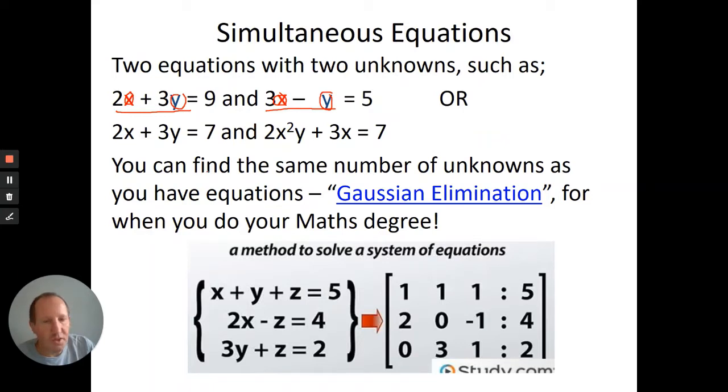When you go on to do your degree in maths, which I know many of you are itching to do, you can do a thing called Gaussian elimination, where you can solve n variables if you've got n equations. So if you've got two equations, you can solve for two unknowns. If you've got three equations, you can solve for three unknowns. If you've got 100 equations, you can solve for 100 unknowns. Hours of fun. Wasted much of my youth doing that. Anyway, let's do the GCSE stuff.